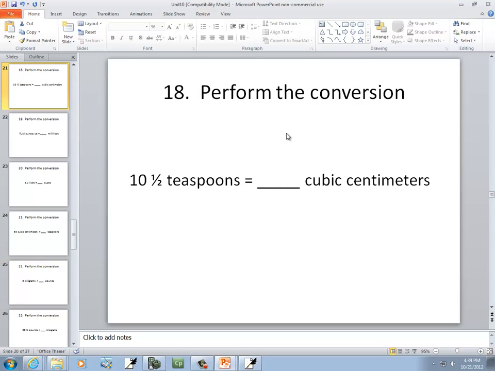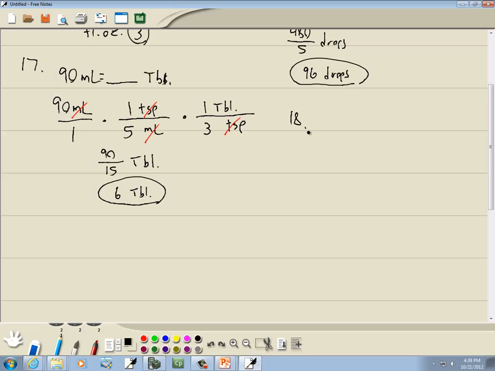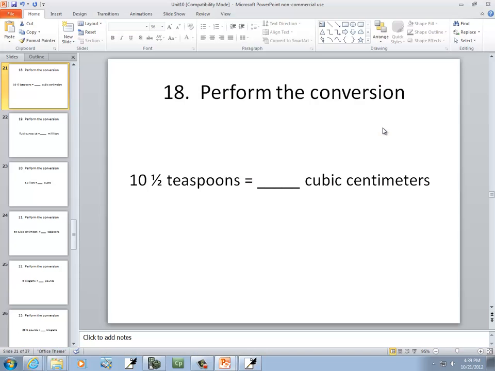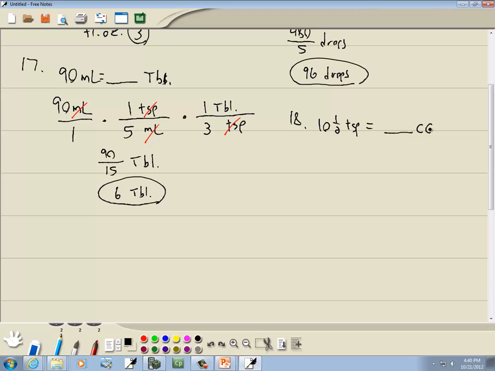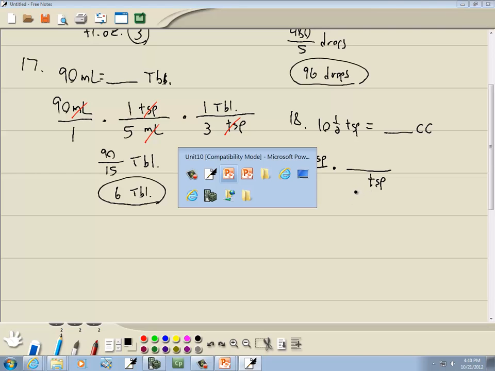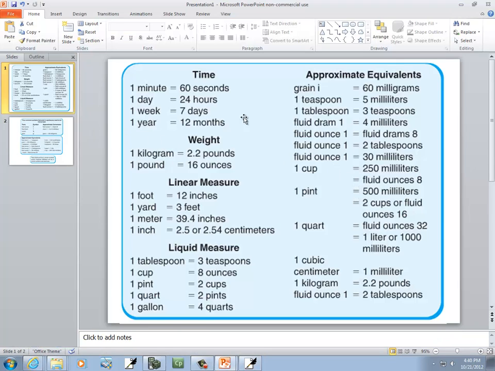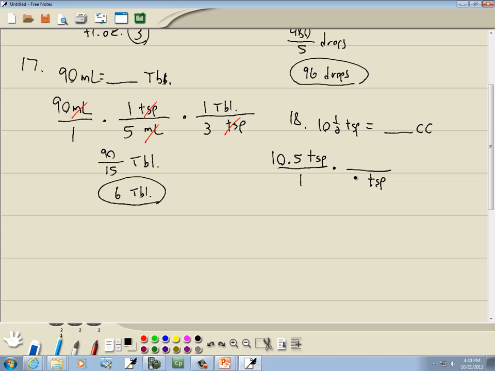Number 18. 10.5 teaspoons. So 10.5 teaspoons equals blank cc's. Well, cc's, remember, the same as milliliters. So that's the best way to go with that. Now I'm going to change the 1/2 to 0.5. So we've got 10.5 teaspoons over 1 times, if that's teaspoons up there, this is teaspoons here. And what was it? 5 milliliters, 1 teaspoon. Yep, 1 teaspoon and 5 milliliters.